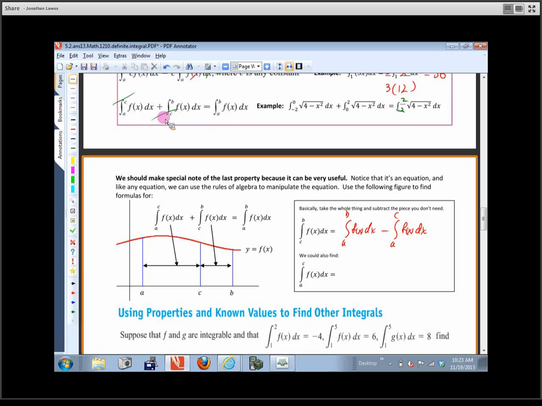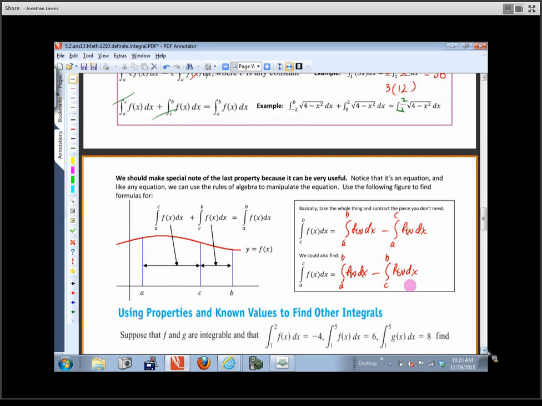Because sometimes you're not given how to find it directly, but you're given other information that will help you find that. So what if I only wanted from a to c? I'd take the whole thing from a to b, f of x dx, and then I would subtract off the piece I don't want. If what I want is from a to c, I'd subtract off from c to b, f of x dx. Okay. Make sense? We'll see how much sense it makes in just a second.